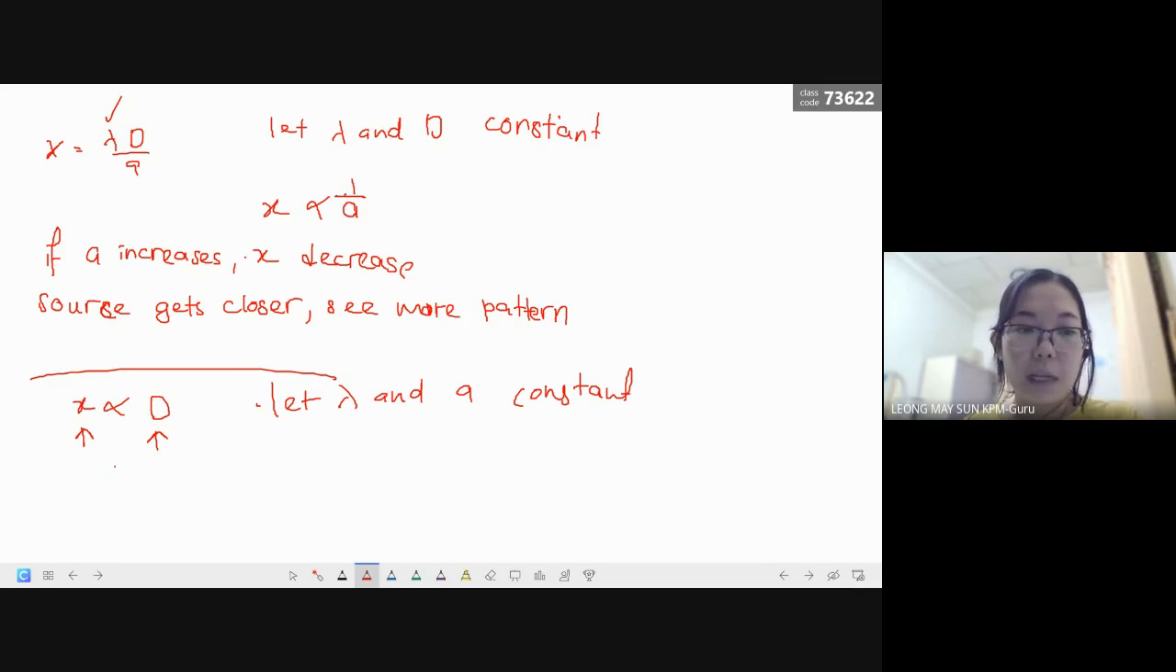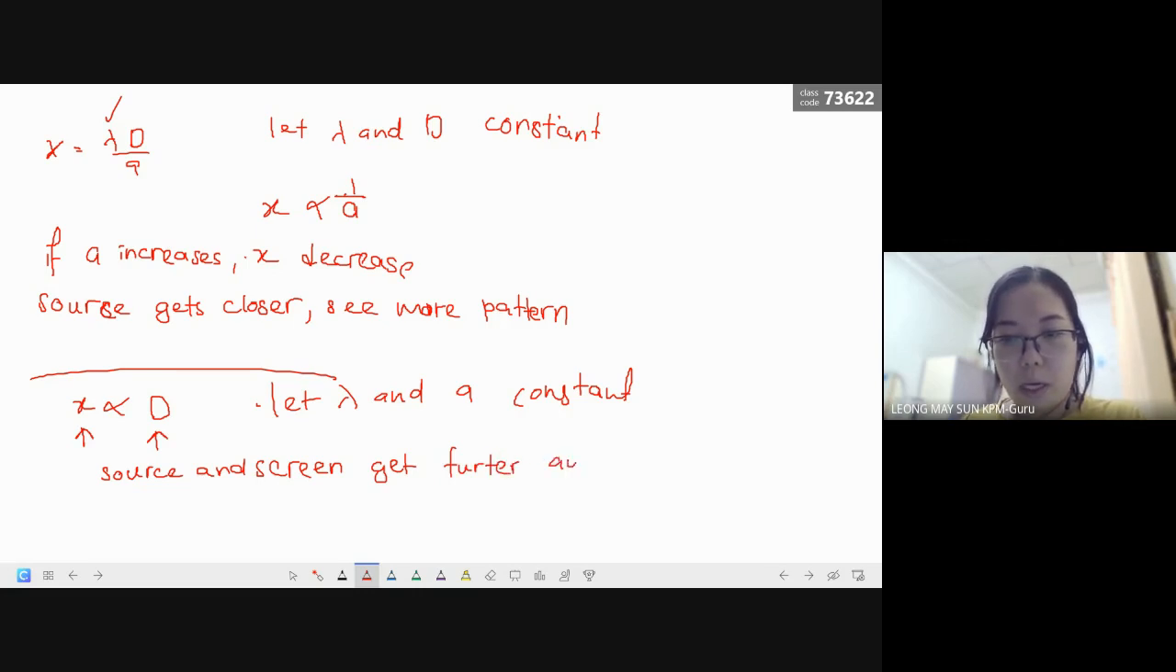So in terms of light wave, when the source and the screen get further away from each other, X will increase as well. When X increases, the distance between the two constructive interference patterns will increase. I shouldn't say source and screen.